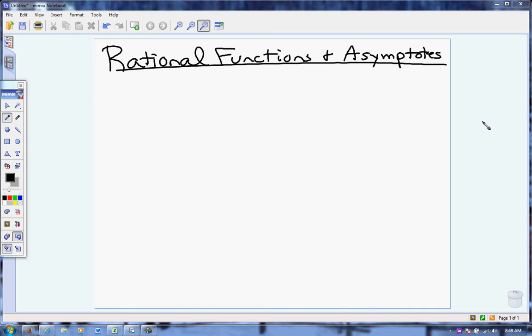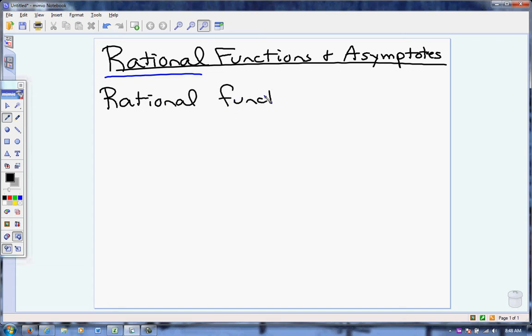We're going to start talking about a pretty important topic in pre-calculus, and that's this idea of asymptotes, and they always show up in rational functions. So we better review what we mean by a rational function. When we talk about a rational function, we're really just talking about a fraction function.